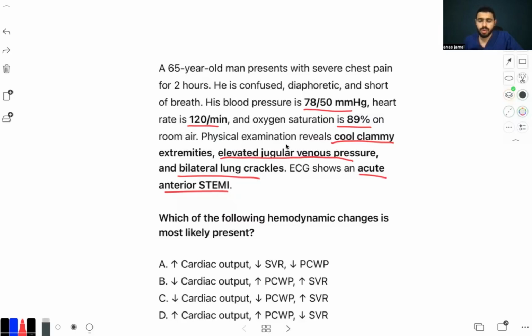This is a USMLE style question about shock. A 65-year-old man presents with severe chest pain for 2 hours. He's confused, diaphoretic, and short of breath. It seems like acute coronary syndrome. His blood pressure is 78 over 50. Heart rate is 120 per minute.